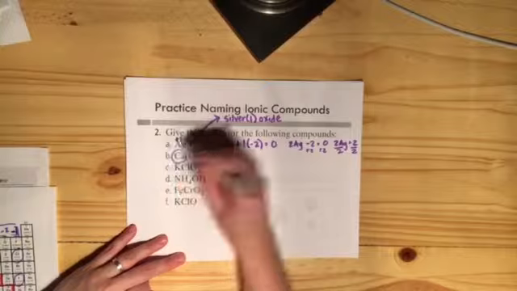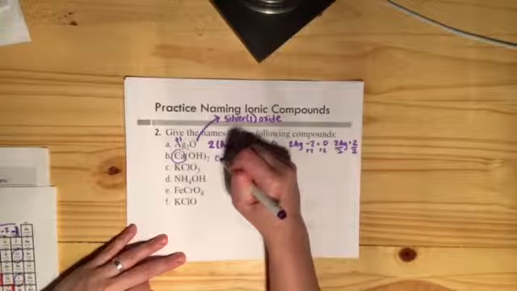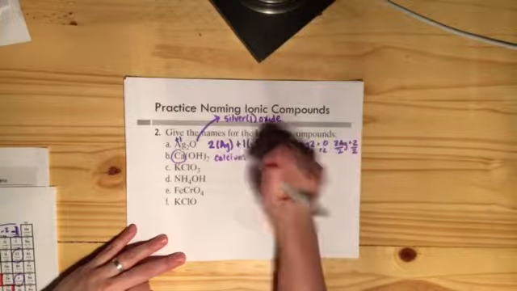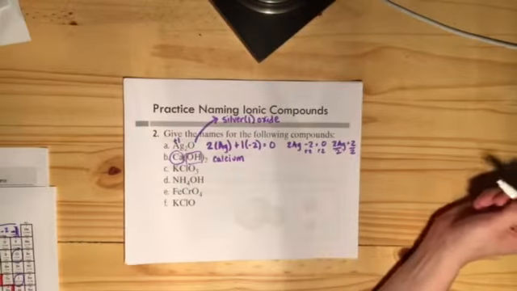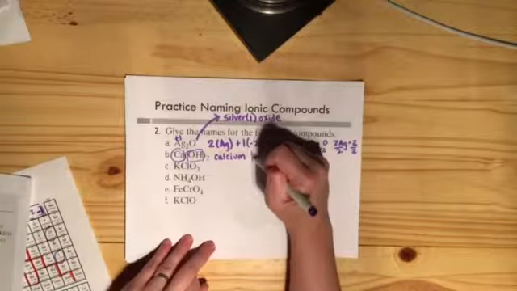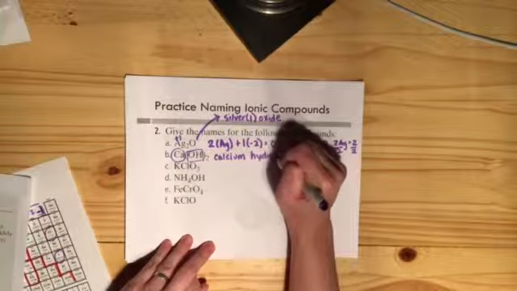Here, calcium is a type 1 cation, so we can just name it calcium. Here, it's a polyatomic ion, OH minus, and it's hydroxide. So all you have to do once you find it is just write hydroxide.